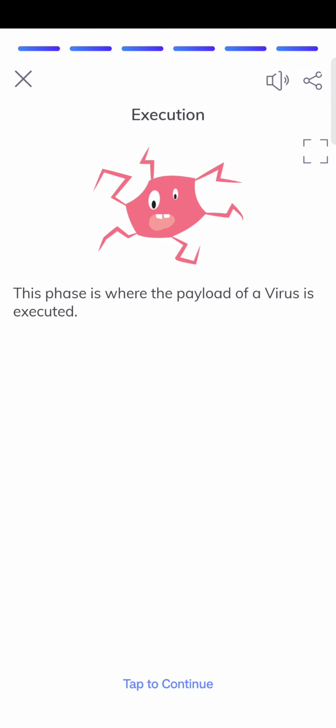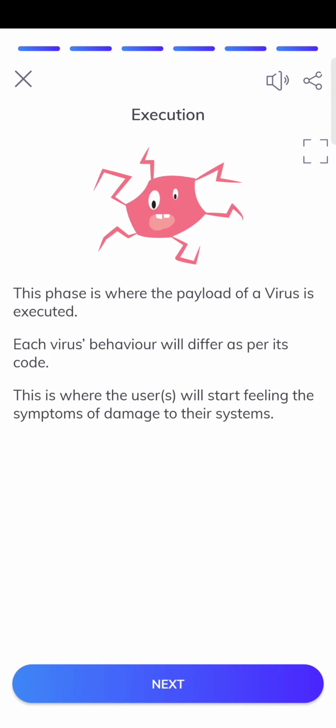This phase is where the payload of a virus is executed. Each virus's behavior will differ as per its code. This is where the users will start feeling the symptoms of damage to their systems.